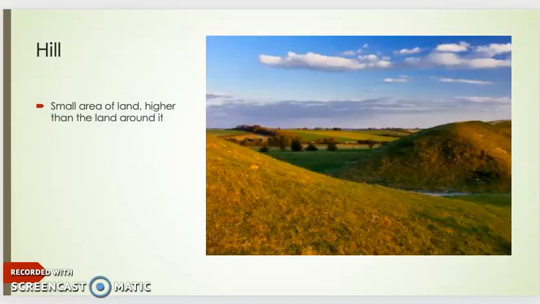Our next geographic feature is hill. A hill is a small area of land higher than the land around it. You'll see the difference between a hill and a mountain in the next slide. Take note of the image to the right for hill.